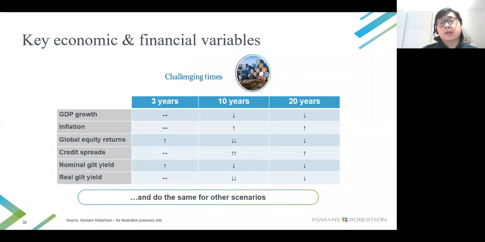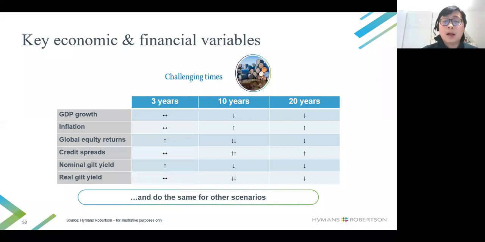So using the same scenarios, we are able to again use the narratives to consider what might happen to the economy. As before, we've picked out the challenging times scenario to consider in greater detail. We start the process by thinking about the implications of the scenario for the various market drivers, both in the short term and also over the longer term.